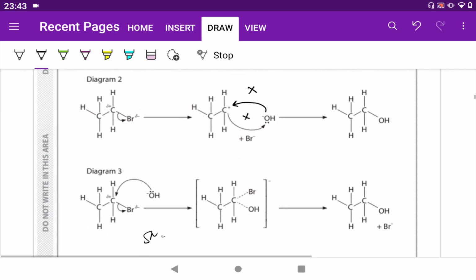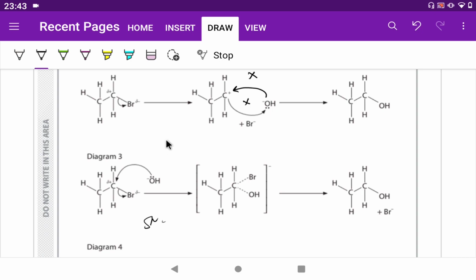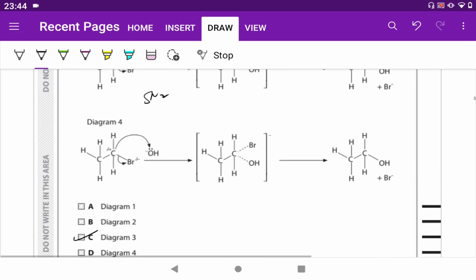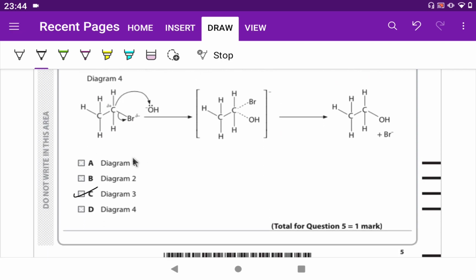Now diagram 3. In diagram 3, it happens in a single step, because the base OH minus is attacking, and at the same time Br is leaving. So it's a single step reaction. When OH attacks, when this bond is formed, the C-Br bond will be breaking. So from here we can say this is SN2 and it's a second order reaction. So diagram 3 is the correct one.